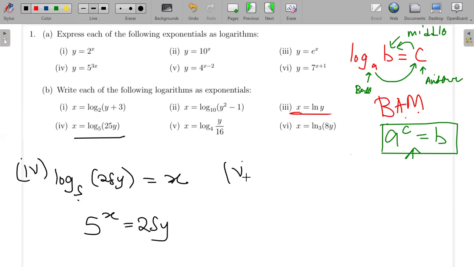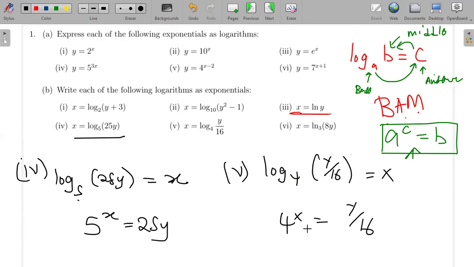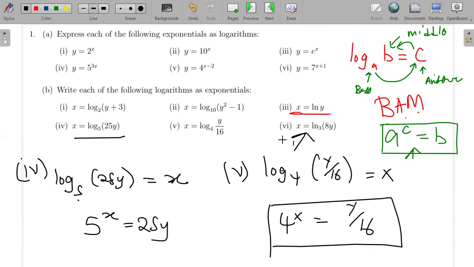And then 5, I'll write it as log base 4 of y over 16 is equals to x. So this will be base to the power answer is equals to what is in the middle, like that. Okay, and this is our answer. So I can leave this one here for your practice. So you try it out. If you have any difficulties, please feel free to contact me. All right, so we are basically done with question 1.